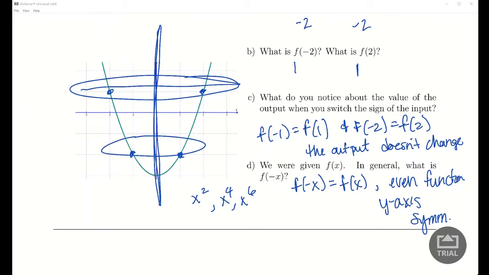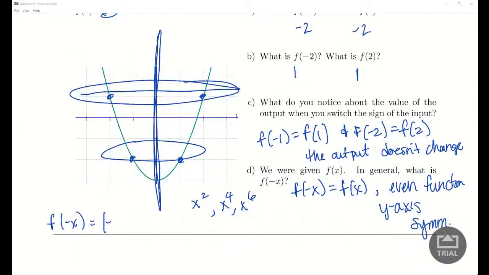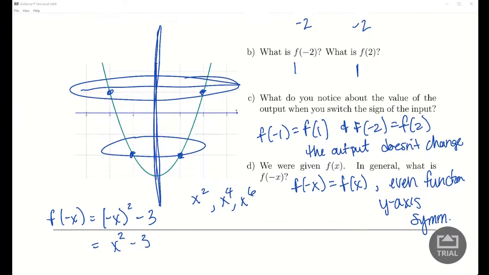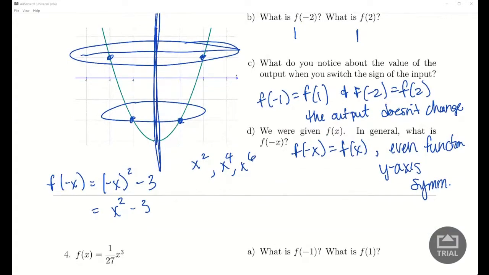Should I show you that? Yeah, let's do that. Our function was x squared minus 3, so we would have negative x, squared, minus 3, which gives you x squared minus 3, because that negative doesn't matter when you square. And so this is the original function we started with, which means that it's an even function.